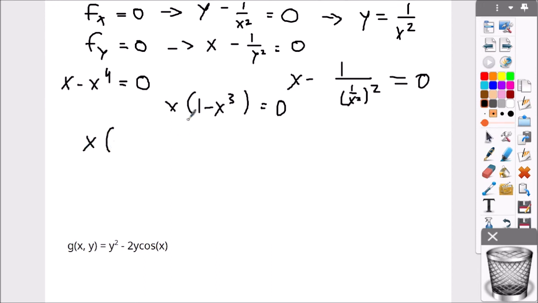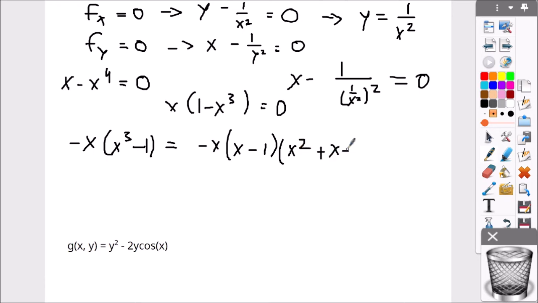So if we move this question down out of the way, x times, and I don't know if you know the formula, it isn't very important, but 1 plus x times 1 minus x plus x squared, or no, that's wrong, I'm sorry. Let's just put a negative out so that I can get it to x cubed minus 1, and that is equal to negative x times x minus 1 times x squared plus x plus 1. A little bit of a strange factorization, but you guys will get used to it.